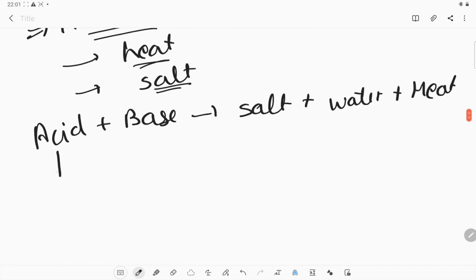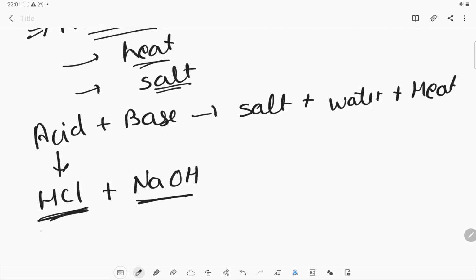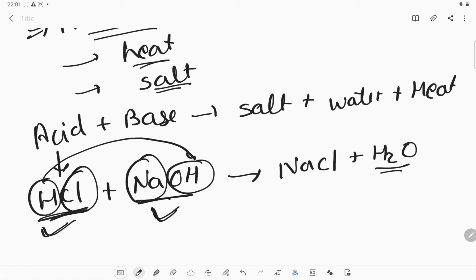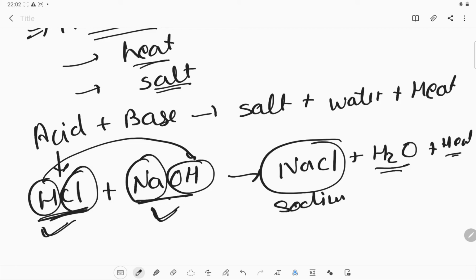Okay, so what is an example? If we take HCl as an acid and NaOH, which is sodium hydroxide, a strong acid and a strong base. Whenever HCl combines with sodium hydroxide, it will give sodium chloride: the sodium combines with the chloride and the H combines with the OH. So it will give water and some amount of heat also. The sodium chloride is the salt which we get.